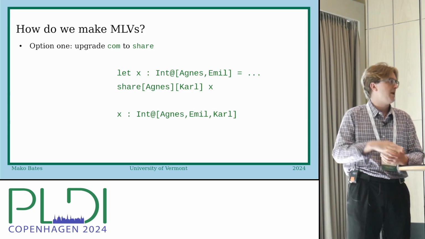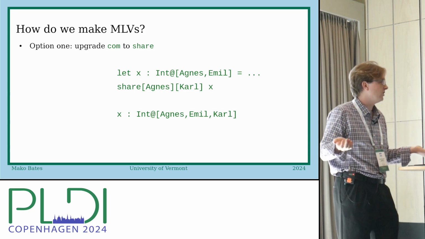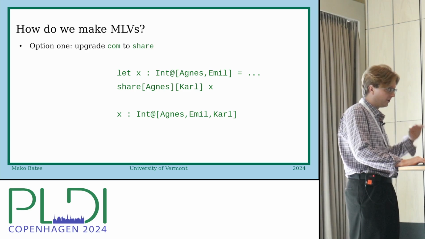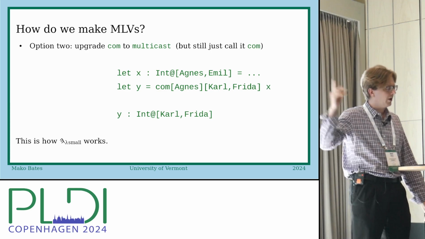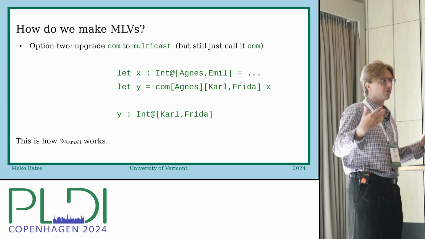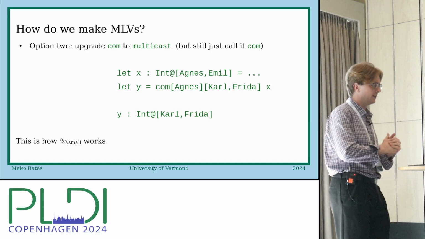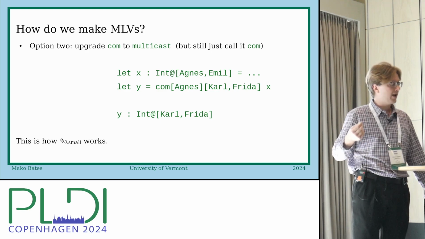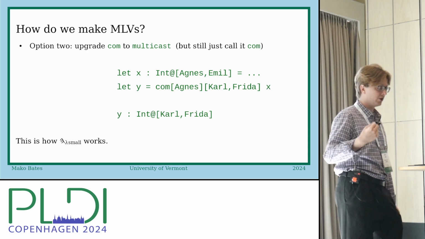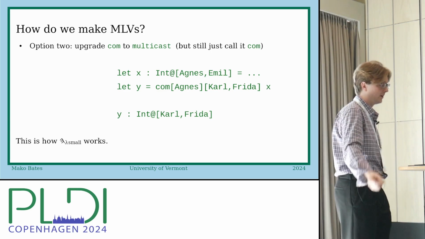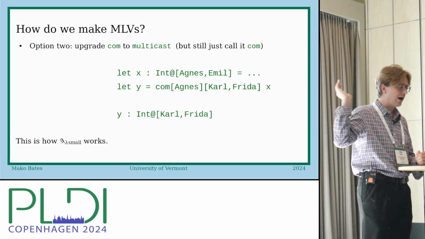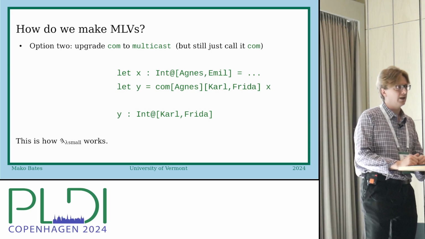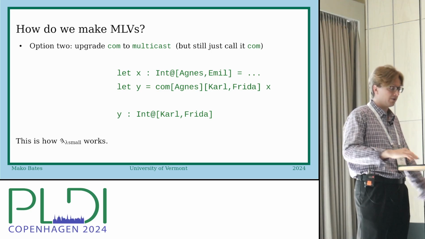Whether or not it makes sense for a variable to change its type during execution of a program depends on your computational model and the whole rest of your context. So another option is to upgrade from communication to multicast. So again, x is known to Agnes and Emil, but now Agnes is sending as a single action x to Carl and Frida. We bind that computation to y. y is an integer known to Carl and Frida. That's how 𝐤λsmall works. It's the simplest system we could put together.